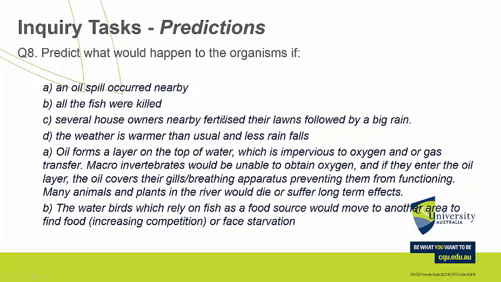House owners or farmers, if we look at the Barrier Reef, fertilize, and then the big rain comes, the cyclone. The weather is warmer, less rain falls, we have a dry period. Oil forms. Water birds, which rely on fish as a food source, move to another area. So what happens? All of these are really, really good contextual questions. And by throwing these questions to a student, you are throwing them the tools to become a scientist in their own environment and ecosystem.